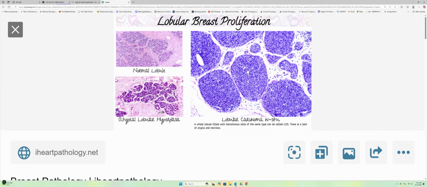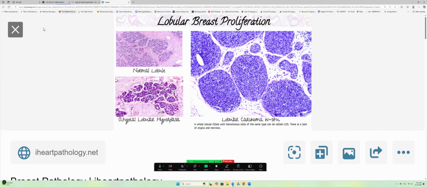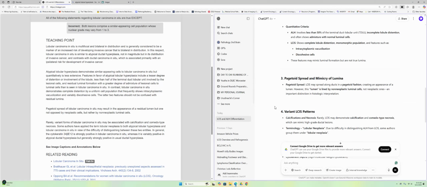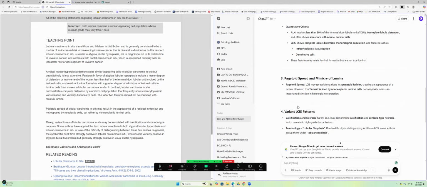What would that be? More than 50 cells across, that's LCIS, right? More than 50 cells across will be florid LCIS. You remember we have florid LCIS, more than 40 to 50 cells across. But if they have significant pleomorphism, that will become what? Pleomorphic LCIS. Okay, good.